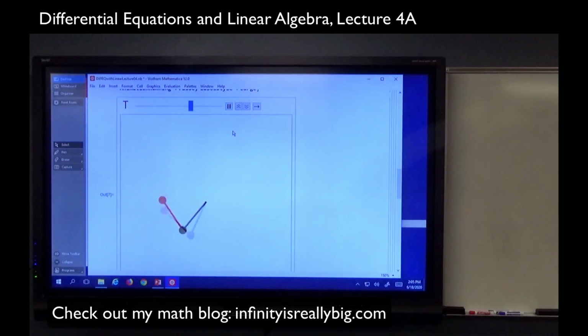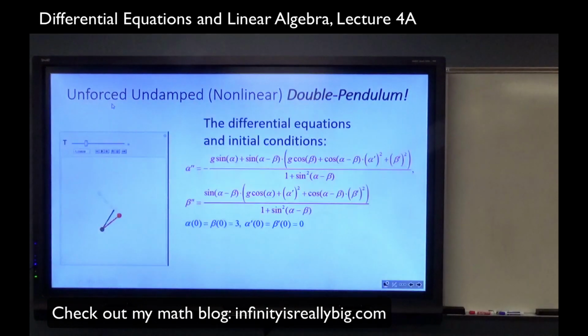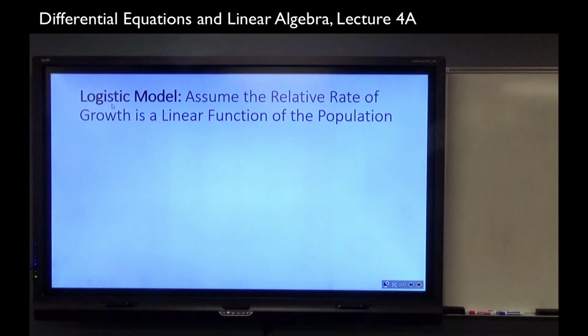We are, for the most part, going to be looking at simpler systems, but I want to alert you to all these more complicated systems to show you that differential equations can be applied in more complicated situations. Okay? All right, let's go on to the logistic model.